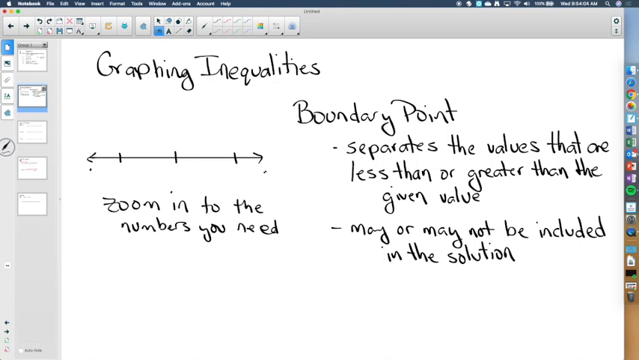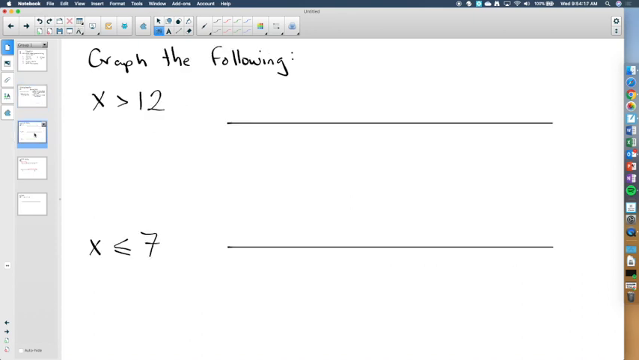Okay, so let's look at graphing a few of these things. If I've got something like x is greater than 12, and remember I know this one is greater because the alligator is wanting to chomp on the x, meaning x must be bigger than 12. So x is greater than 12. That 12, in this case, is my boundary point.